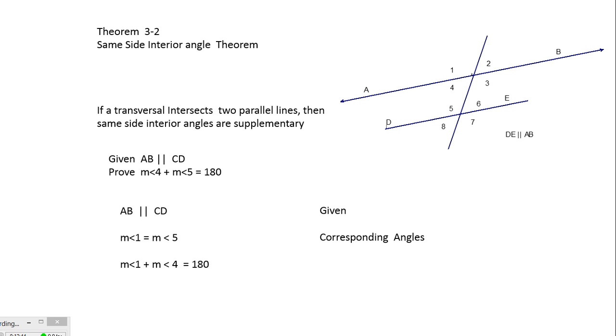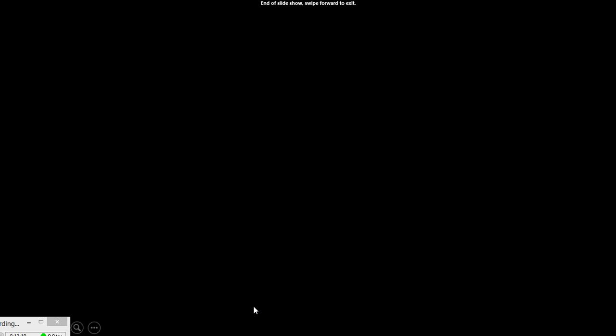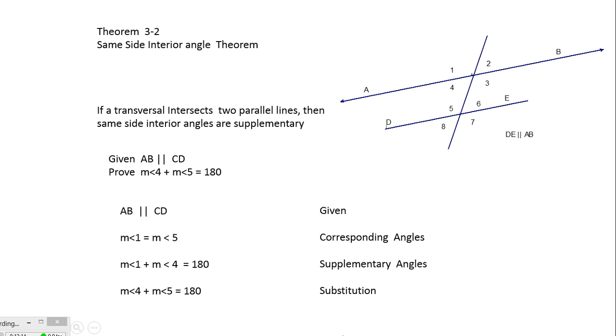Now, here comes one pair of supplementary. 1 plus 4 is 180. Why are they supplementary? They are a linear pair, so they are supplementary. So you could write linear pair, or just write supplementary angles. Now, one step away, you're looking at it. What are we trying to show? What do we have down here? Simple substitution, right? You got another theorem under your belt. You got another proof under your belt.